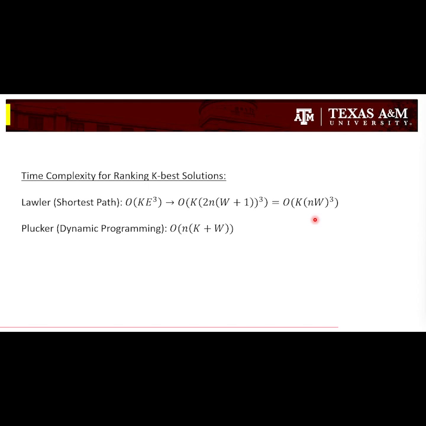However, in our dynamic programming example and looking at the algorithm, we achieve a much better time complexity of n(k + w). That can be seen in the algorithm that we previously described, taking into account that the dynamic programming time complexity for the 0-1 knapsack is nw, and then ranking k of those solutions is nk, and so we get n(k + w) as an overall time complexity, which is certainly much better than what we could do in the shortest path reduction.